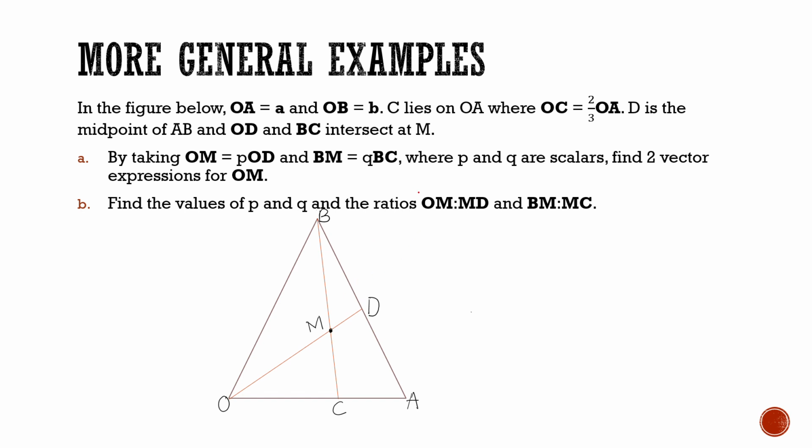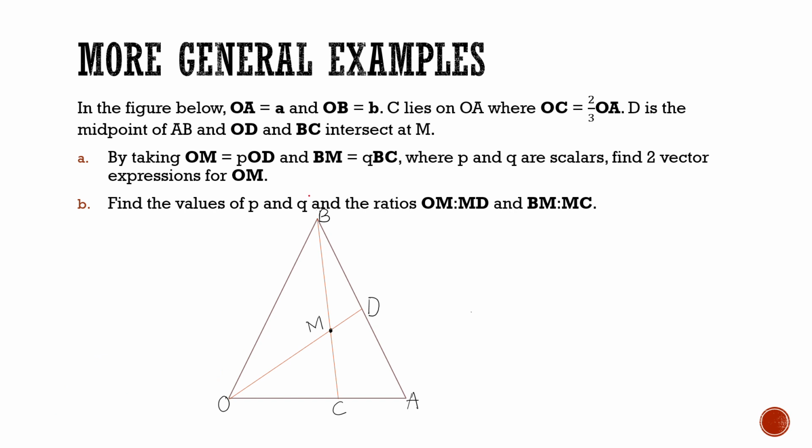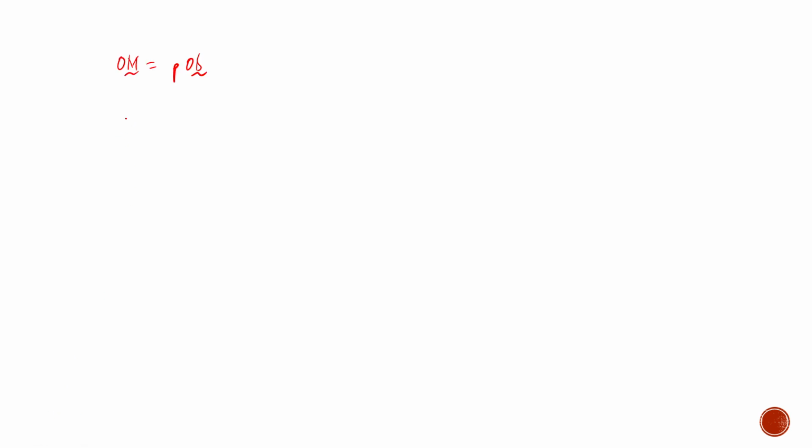Part A asks us to find two vector expressions for OM, taking OM to be P times OD and BM to be Q times BC, where P and Q are scalars. So we can first do that. We have that OM is equal to P times OD. What do we know OD is? OD is, as you can see, OB plus BD. These questions are really just about you being observant and using that to establish equations and expressions. So we have that OD is equal to OB plus BD.